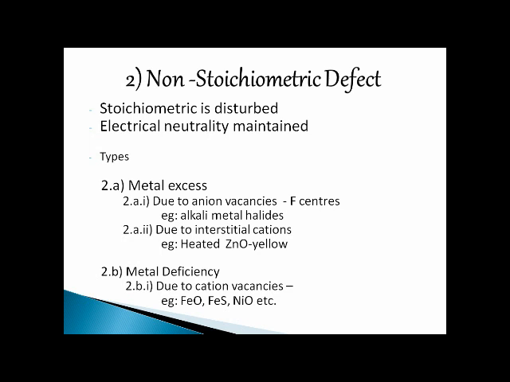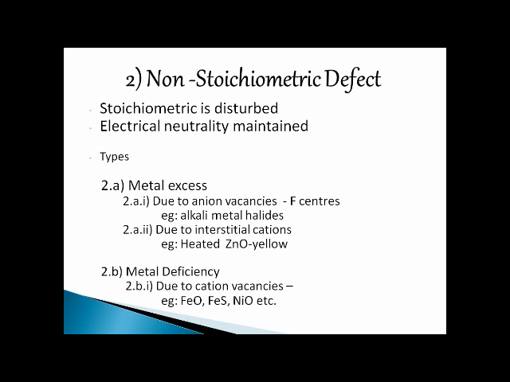This metal excess defect arises because of two reasons. First, it arises due to anion vacancies. This type of defect arises when an anion is missing from its lattice site and the hole thus created is occupied by an electron. The electrons trapped in anion vacancies are called F centers.